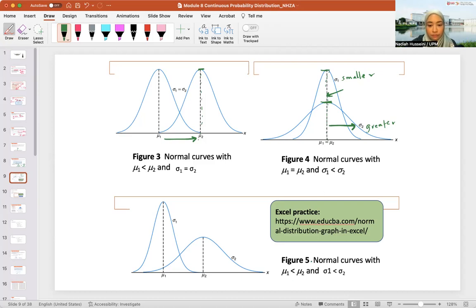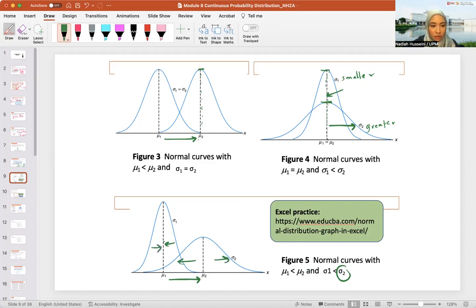Here, figure 5, this is a normal curve with mu1 being less than mu2. We know what mu is. It is the mean. So mu2 is greater, so it is shifted to the right. And then standard deviation 2 is greater, so you know that it is going to be spread out. We have seen this shape earlier. And this one is close to the mean because it has a smaller standard deviation.